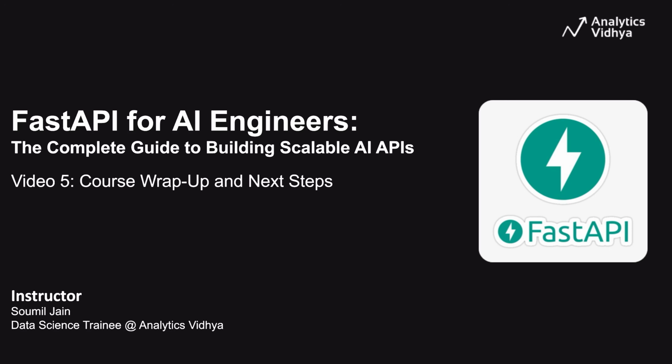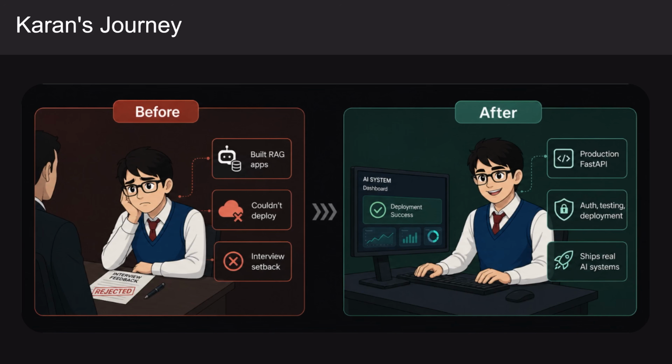Let's wrap this up. Look at the before panel on the left. Karan built RAG apps but couldn't deploy them. That gap cost him the job. The rejected interview feedback is right there on screen. Now look at the after panel on the right. 3 things changed: production FastAPI, auth testing, deployment, and the ability to ship real AI systems. He's not just an AI builder anymore. He's an AI engineer who can take something from prototype to production. And after completing this course, so are you.